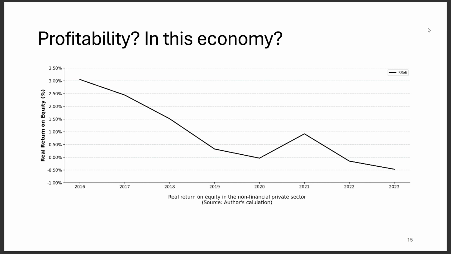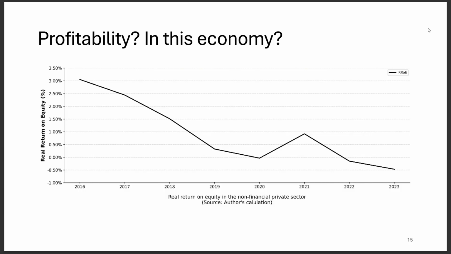This is return on equity, which has been adjusted for inflation. The return on equity data is from the financial statements of the non-financial private sector from the state bank. And so it's tanking since 2016, and it's even negative for the past 2 years. So profitability is tanking. What do you need to borrow money for?